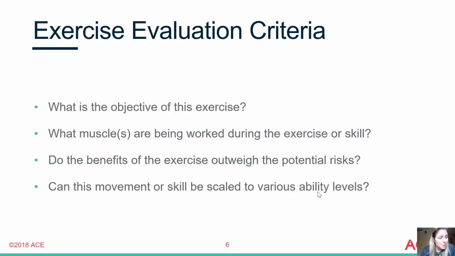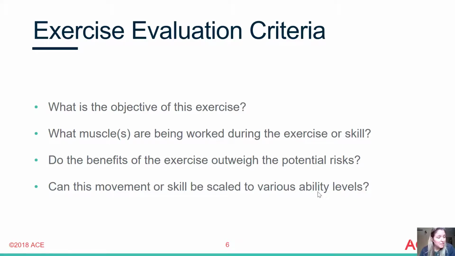Number 2, what muscles are being worked during the exercise or the skill? What are the joint actions? What's the position of the body to effectively work the muscle targeted? Number 3, do the benefits of the exercise outweigh the potential risks? So does the exercise begin from a point of stability and add mobility within a safe range of motion?